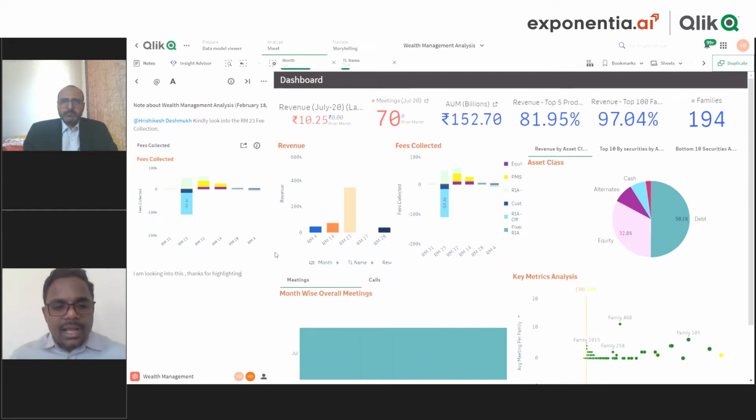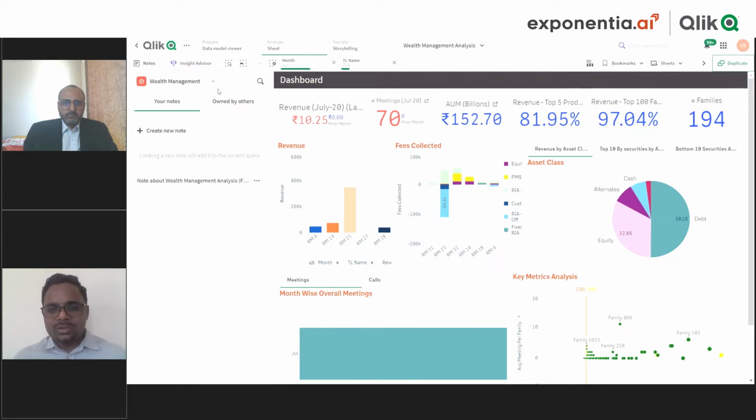So this way you don't have to go out of the dashboard, you don't have to send your data on any other platforms. You can just collaborate right here, right? So that's the main advantage that we have because of Qlik Sense, right? So that is just one of the things.